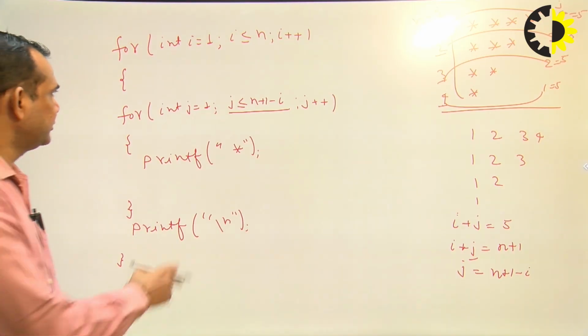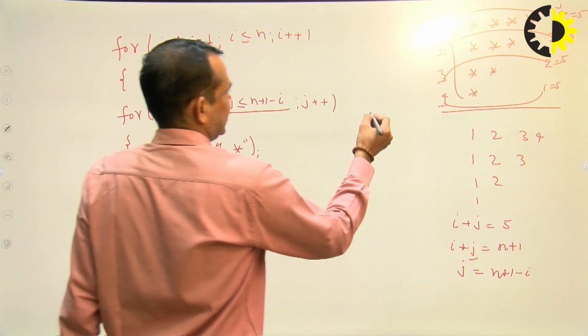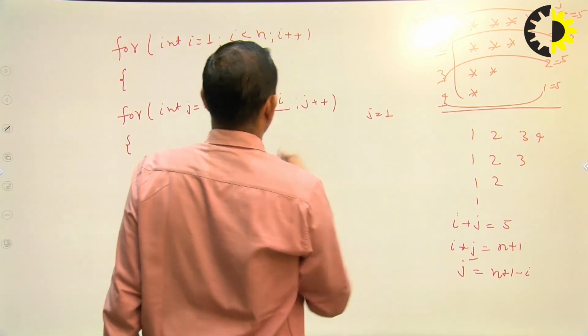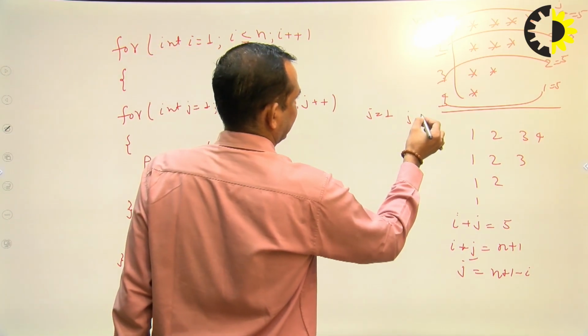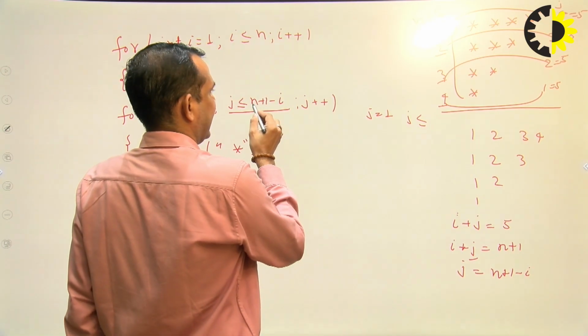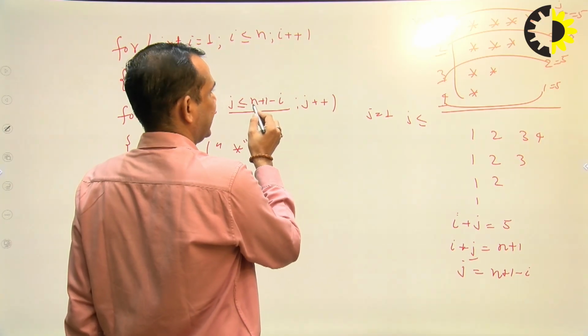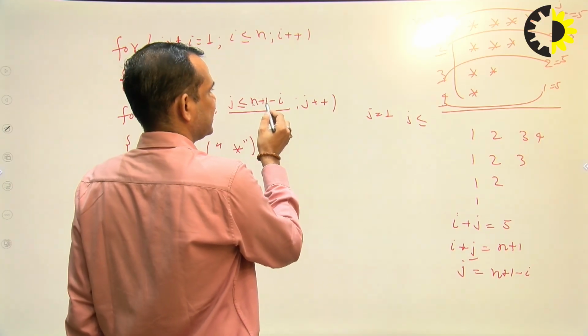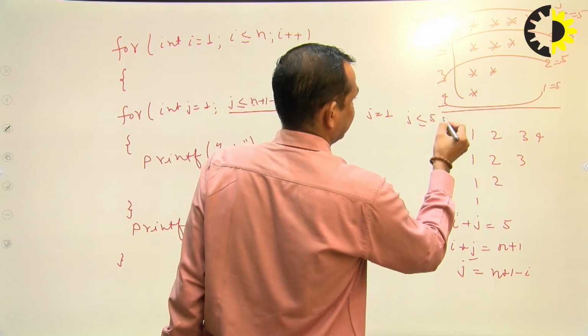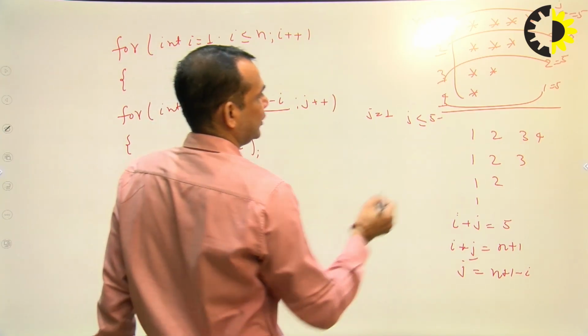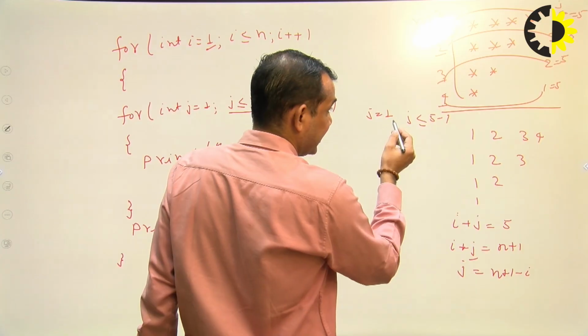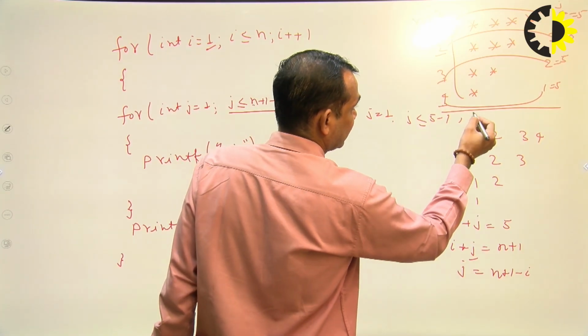So how many times will it be executed? Now, let's try. When j equals 1, j is less than or equal to n plus 1 minus i. Here n is 4, the number of lines, so 4 plus 1 is 5, minus i, and the value of i is 1, which gives 4. So j is less than or equal to 4.